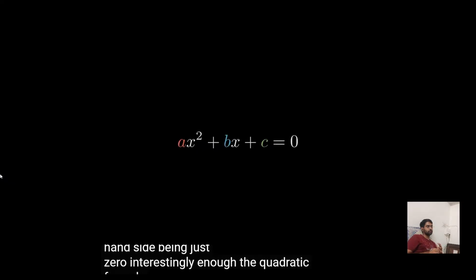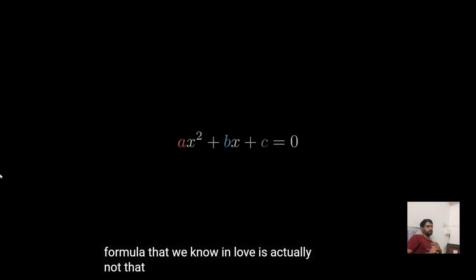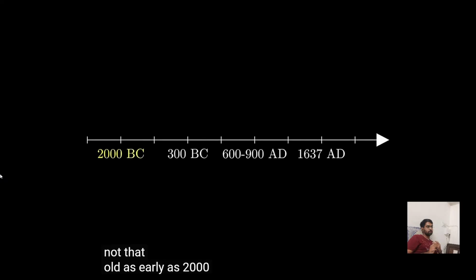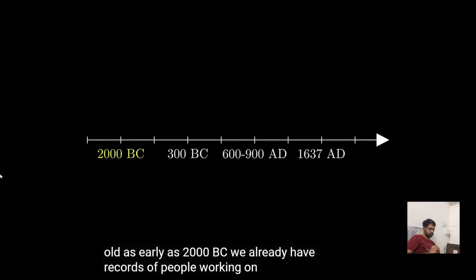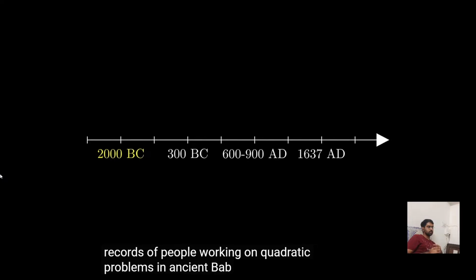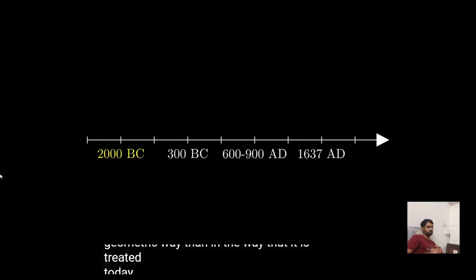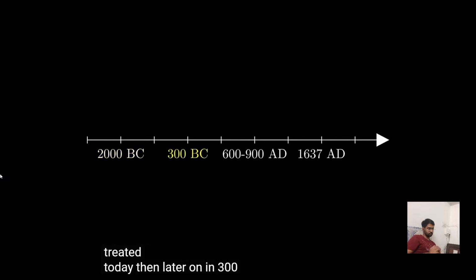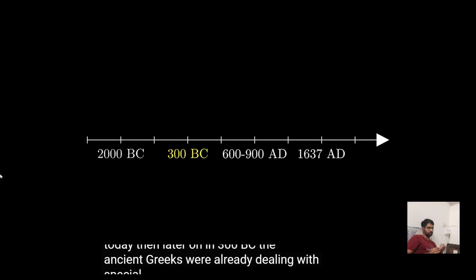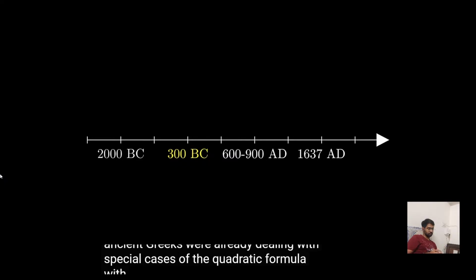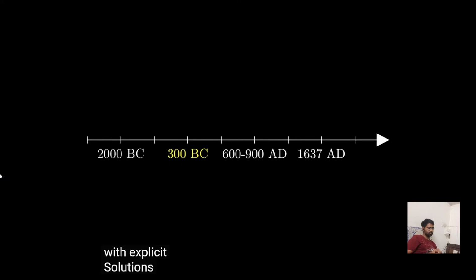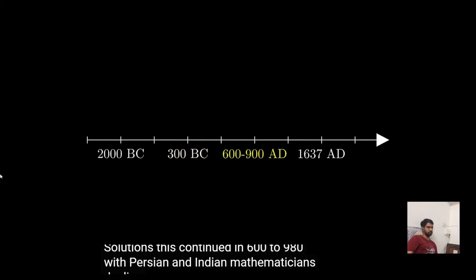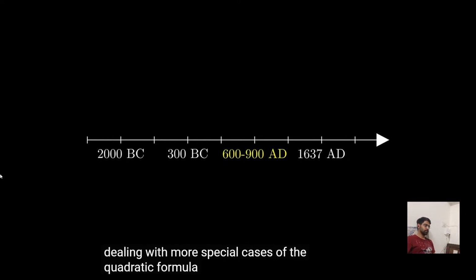Interestingly enough, the quadratic formula that we know and love is actually not that old. As early as 2000 BC, we already have records of people working on quadratic problems in ancient Babylon in a far more geometric way than in the way that it is treated today. Then later on in 300 BC, the ancient Greeks were already dealing with special cases of the quadratic formula with explicit solutions. This continued in 600 to 900 AD, with Persian and Indian mathematicians dealing with more special cases of the quadratic formula with explicit solutions again.